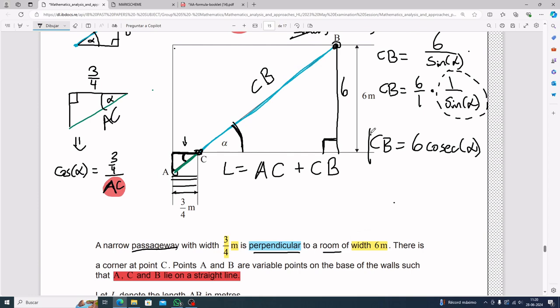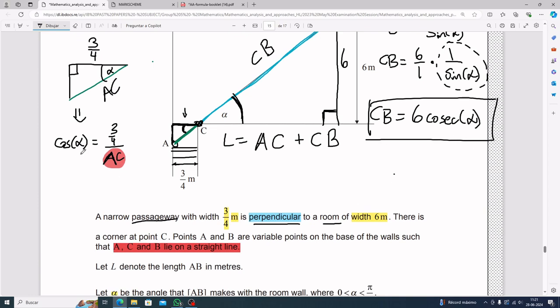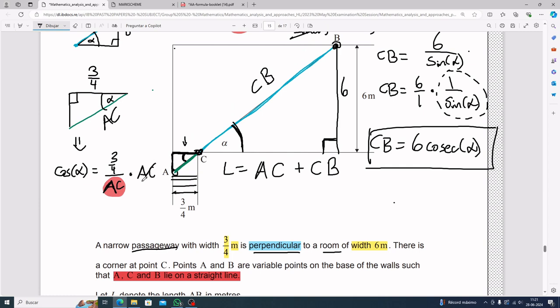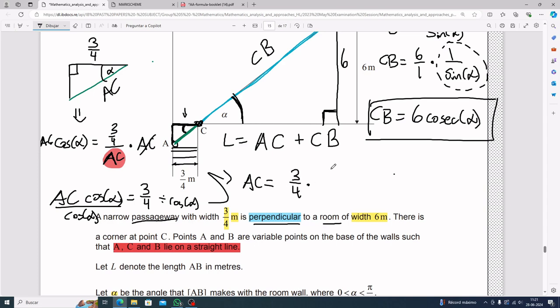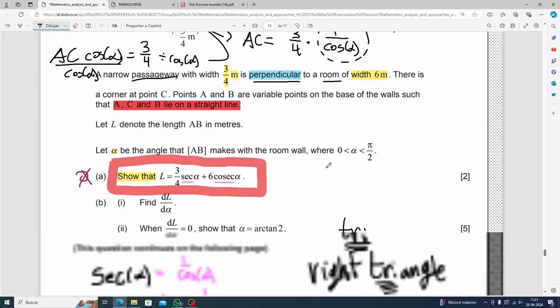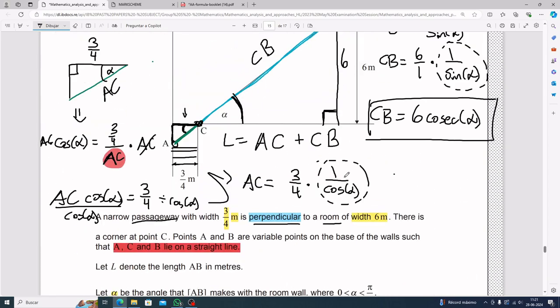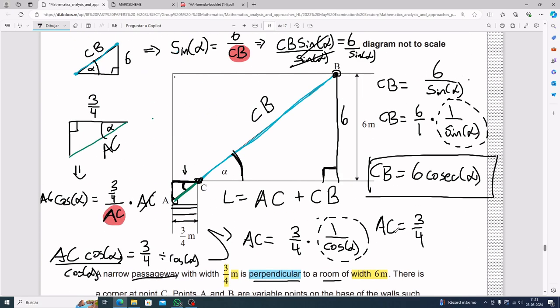So on the one hand, we just found our value for CB. And for our value for AC, we do a very similar approach. We multiply by AC on both sides in order to get it out of the fraction, so you end up with AC cosine alpha equals 3 over 4. You divide by cosine alpha to get AC alone. Eventually you reach that AC has to equal 3 over 4 times 1 over cosine alpha. Because you're dividing by cosine alpha, it goes in like this, and as we saw earlier, this is that. So this makes it a lot more friendly. AC has to equal 3 over 4 sec alpha.